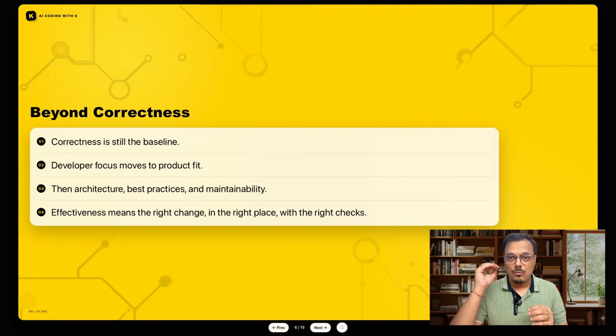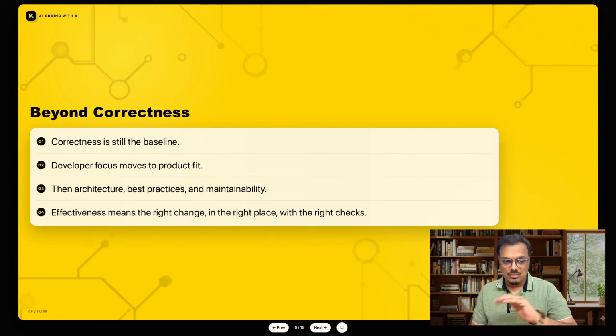But effectiveness is, did I intend to build exactly what I wanted to build? Is it going to solve the problem that I wanted to solve? And is it going to matter to the target audience that I'm building for? Okay, so that is what effectiveness is.